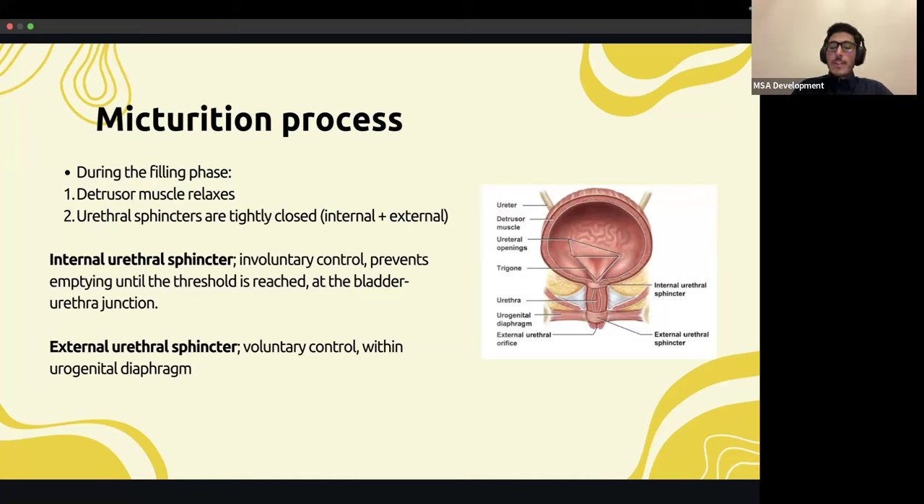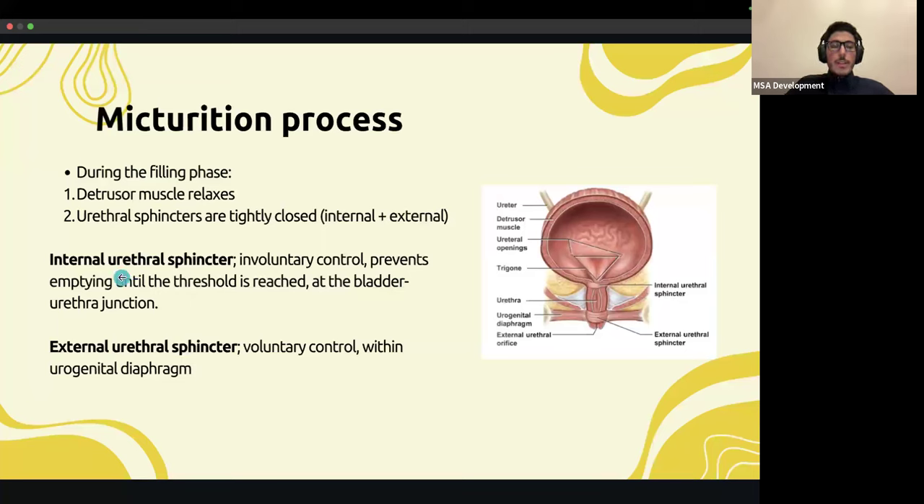In the emptying phase, we'll discuss something different, where both of them are going to shift. The one that is relaxed is going to constrict, whereas the one that is constricted is going to relax. Why? Interchangeable functions between those muscles, to facilitate micturition or to block micturition.